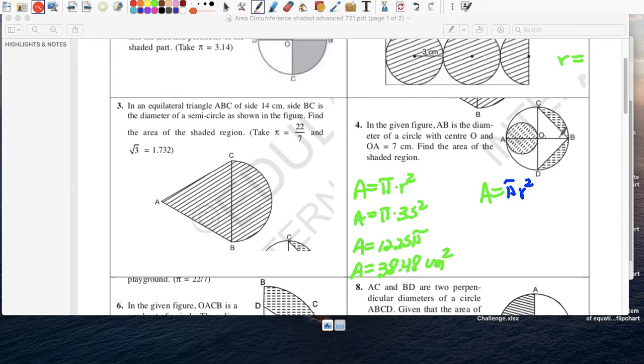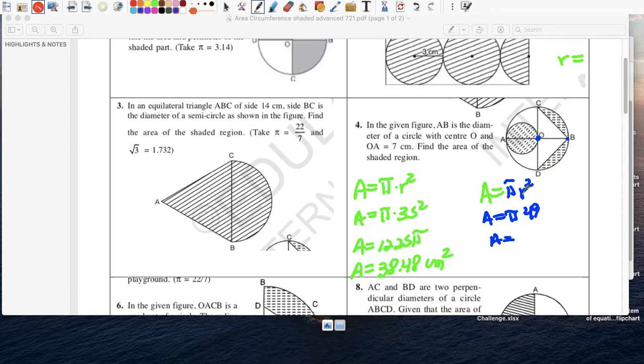And AB is the diameter of the big circle with center O, and OA is 7, which is the radius. So the diameter of the big circle is 14, and the radius, which is this to here, is 7. Area equals pi times 49. So I'm going to multiply 49 times pi.